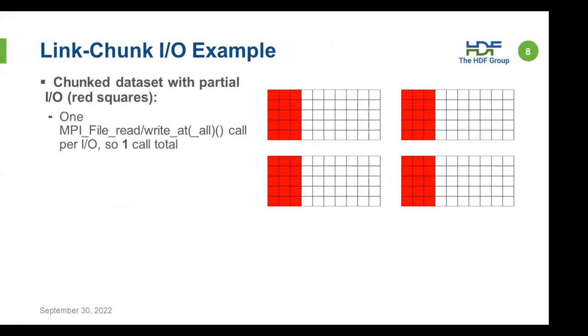HDF5 API. So go back to the same example. In this case, it builds an MPI datatype for this selection, an MPI datatype for this selection, an MPI datatype for this selection, this chunk, an MPI datatype for this selection, and then it stitches those 4 datatypes together into a single giant datatype that describes all 4 at once. And so it only needs to make a single MPI file read or write call.